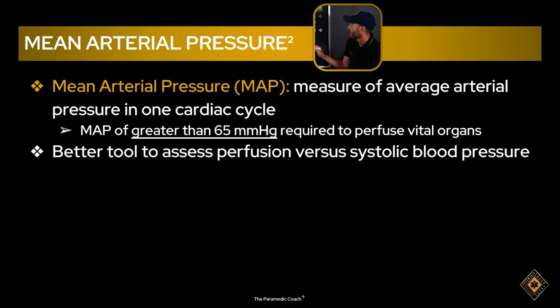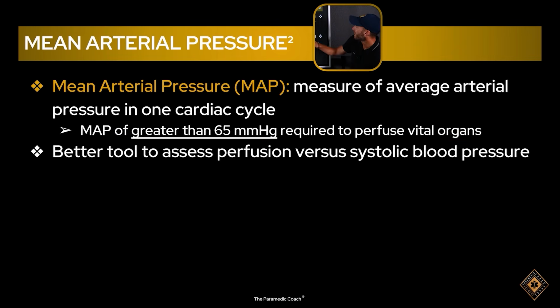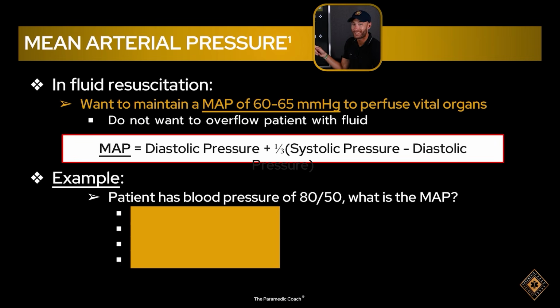This is what we talk about. It's a better tool to assess perfusion than systolic blood pressure because this is the actual number that perfuses the vital organs. Got it? Beautiful. Okay, we got that down. Now I got a little cool animation for you coming up, so hang with me. So, mean arterial pressure in fluid resuscitation.